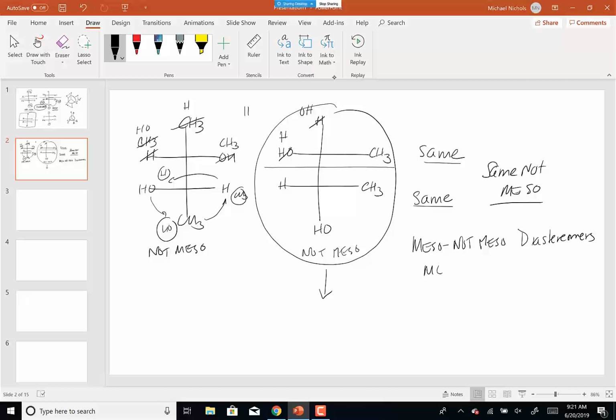And if they're both meso, then they're the same meso compound. And if they're both not meso, like this one, then it could be that they're the same, but they're not meso. Or it could be that they are enantiomers.